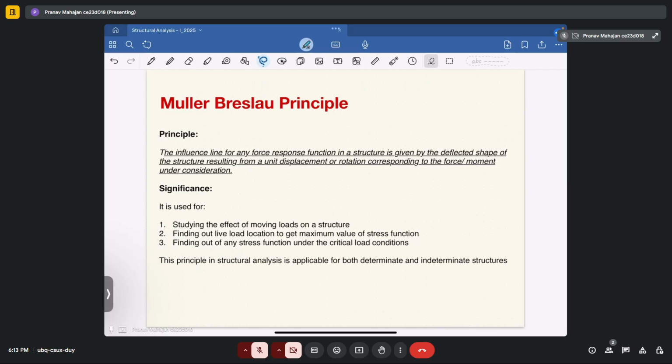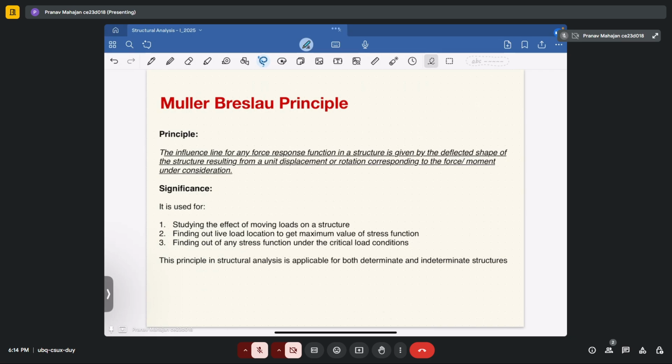What is the significance of this principle? First, it is used to find the effect of moving loads on a structure. Second, it helps you find the live load location to get the maximum value of a stress function. Based on that, you will be able to design your beams based upon the available materials. Because if you know the maximum stress is occurring on this member, then only you can decide what kind of material properties you are expected to take in designing the beam section.